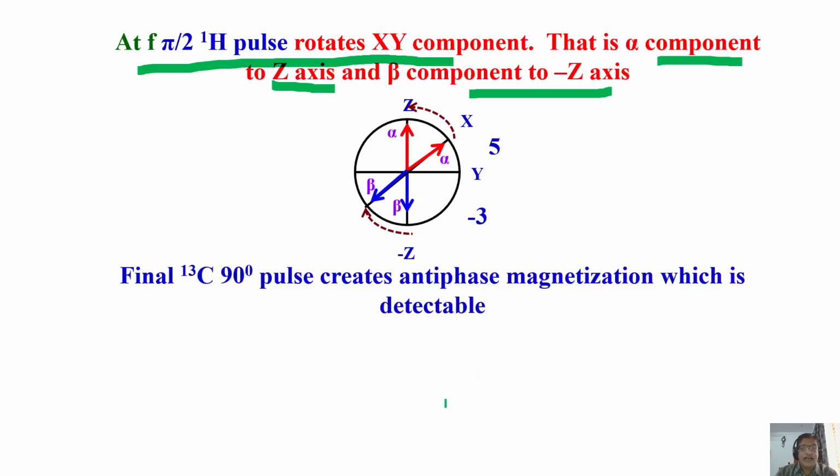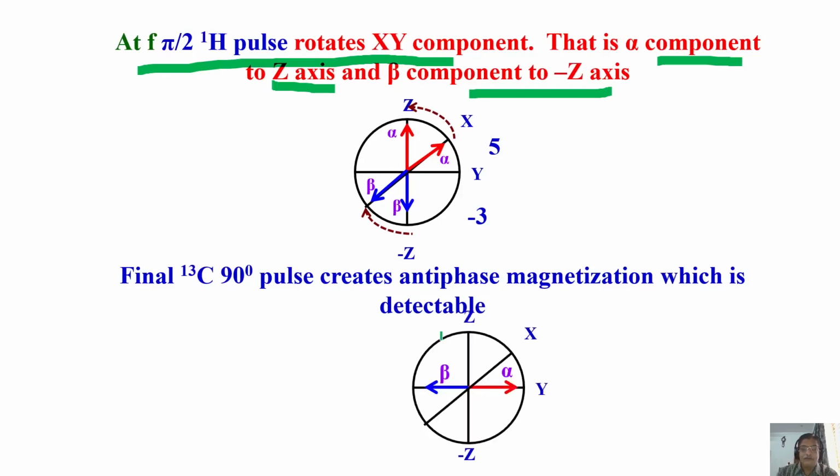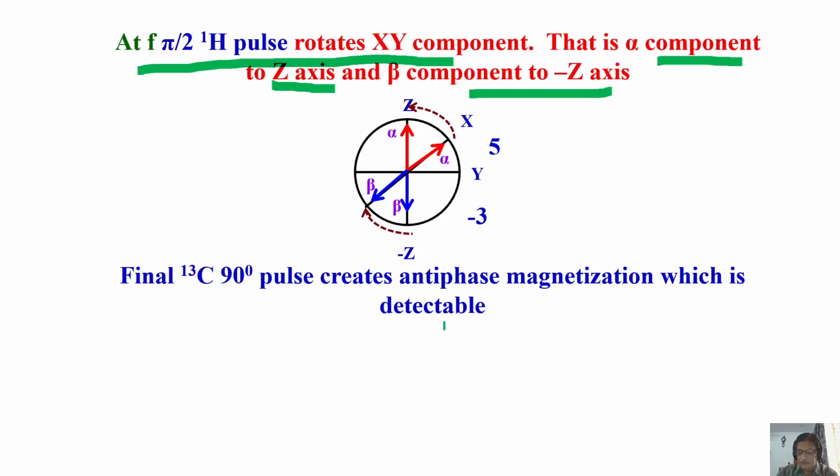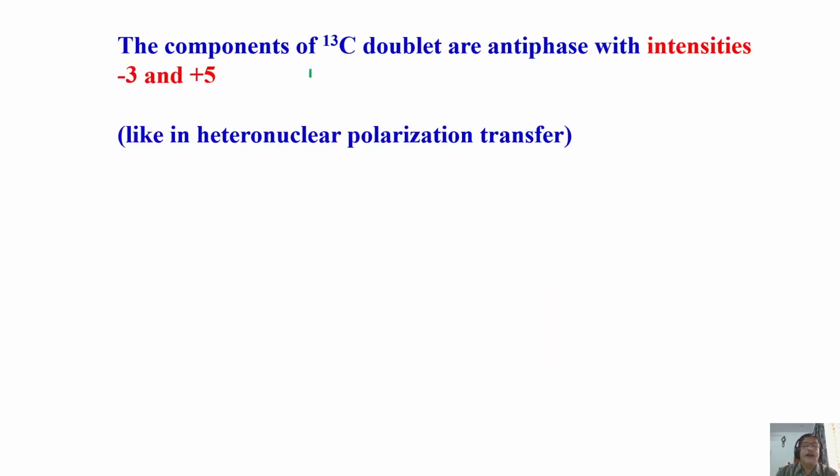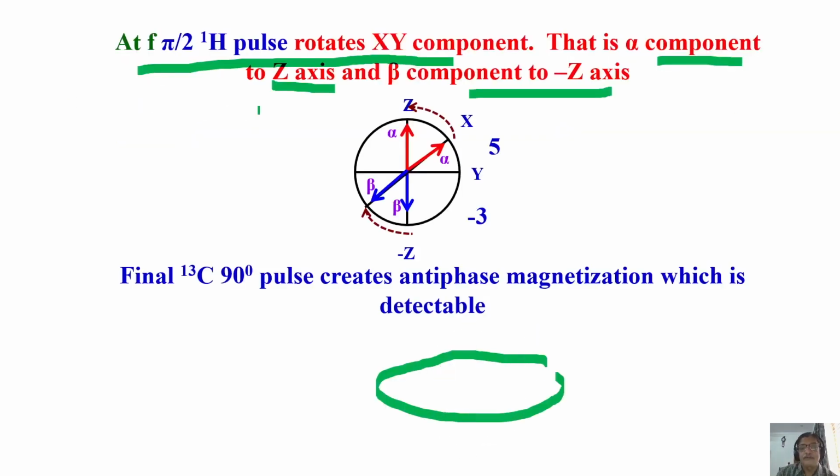Now, finally, a carbon 13 pulse you are going to apply, which creates antiphase magnetization, which is detectable. The carbon 13 90-degree pulse is applied, so it creates antiphase magnetization. You are detecting the signal. Now, what is going to happen? The signal components of carbon 13 doublets are antiphase. The intensity is -3 and -5. Remember here.